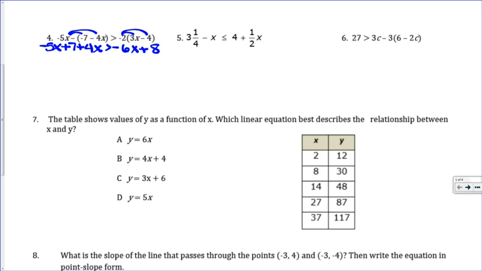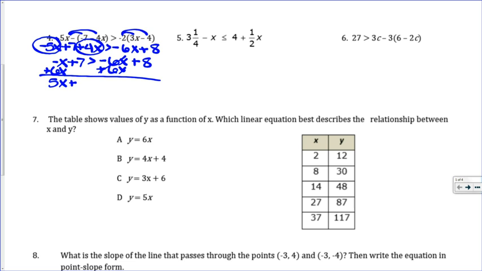After we distribute, look to combine like terms. I have negative 5x and 4x. So I get negative x plus 7 is greater than negative 6x plus 8. And now we're going to start solving using our opposite operations. I'm going to move my variables to the left-hand side of my inequality symbol. I'm going to add 6x. Those cancel. We get 5x plus 7 is greater than 8.